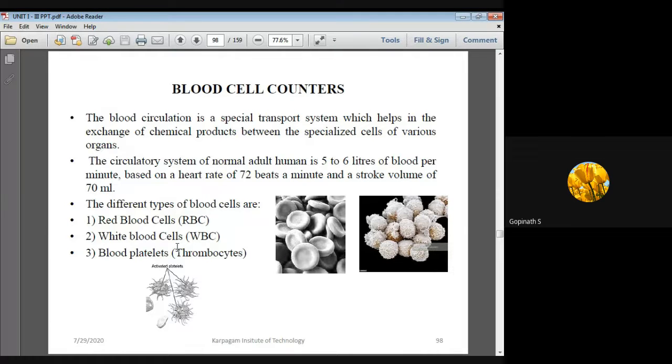Okay, and the third one is the platelets. Platelets are masses of protoplasm. They are generally used for blood clotting. Blood clotting can be avoided using the platelets. 1 cubic mm of blood contains 2 lakh to 8 lakh platelets.